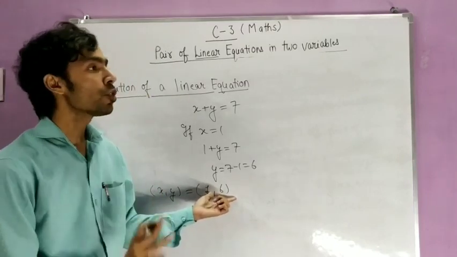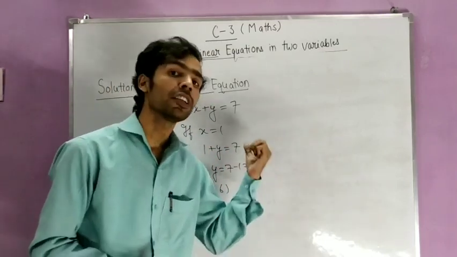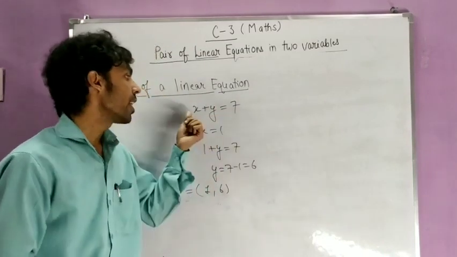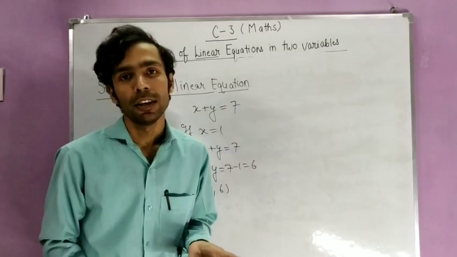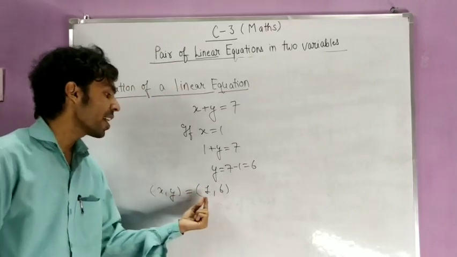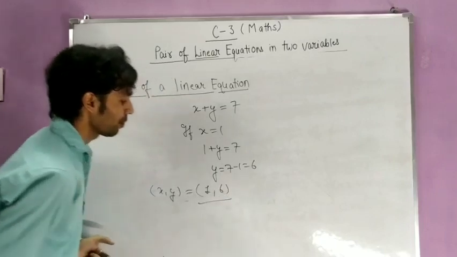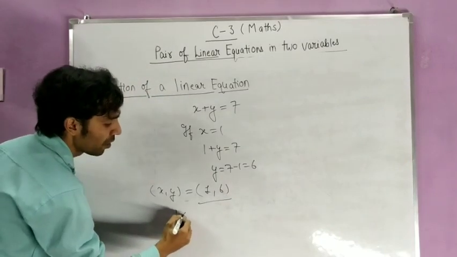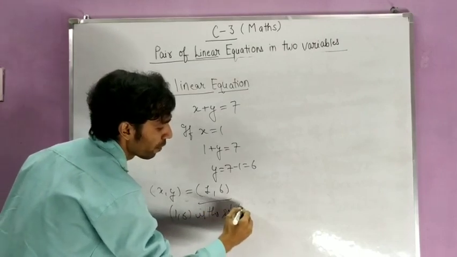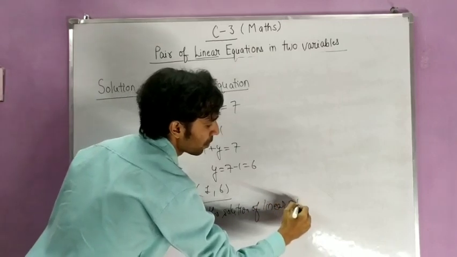Understood? The solution of the equation is nothing but the values of the variables used in the equation. In this equation, how many variables have we used? 2, one x and one y. So the solution is the values of x and y together. The value of x is 1 and the value of y is 6. So the solution will be this. You will write (1, 6) is the solution of the linear equation. Okay.